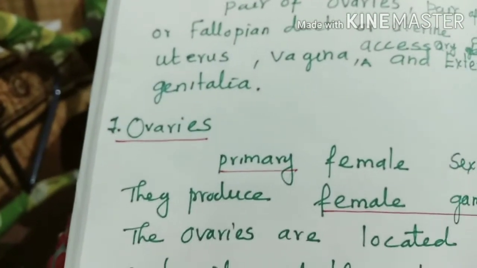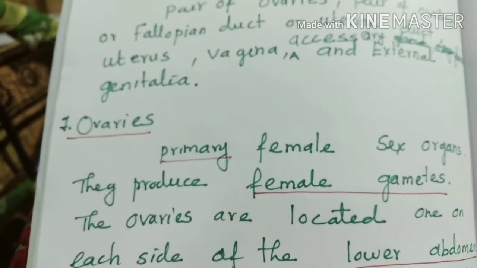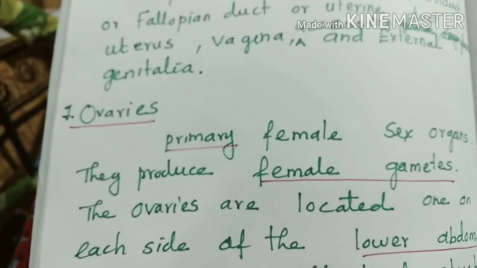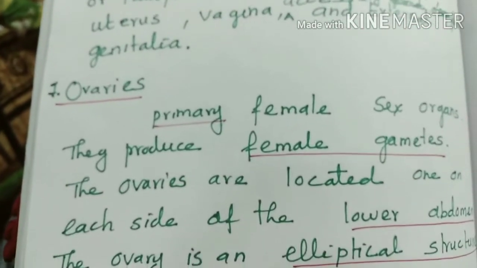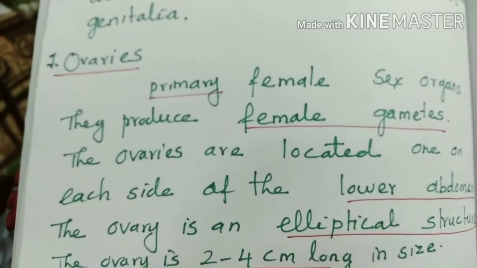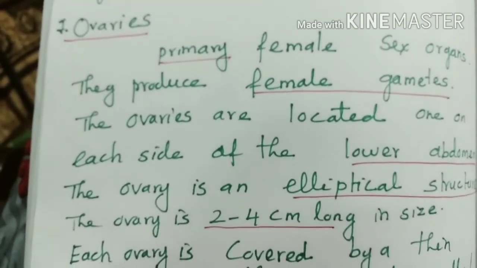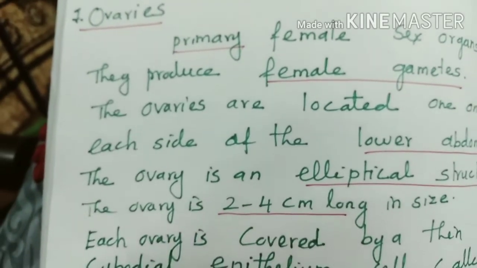First one is the ovaries. Ovaries are the primary female sex organs. They produce female gametes. The ovaries are located one on each side of the lower abdomen. The ovary is an elliptical structure, 2 to 4 centimeters long.